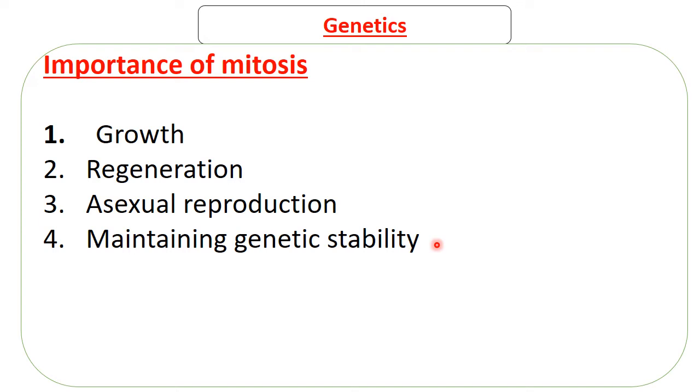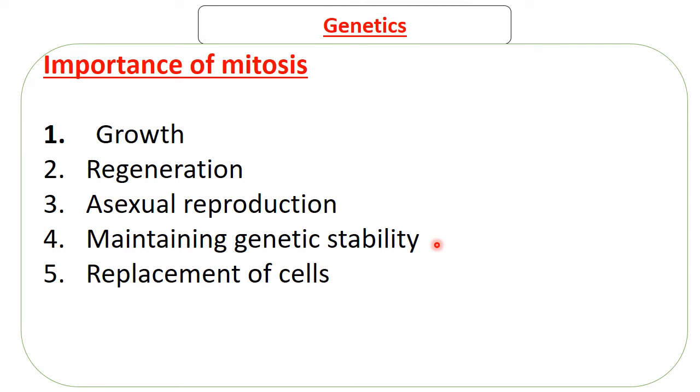Then also maintaining genetic stability. Mitosis makes sure that the genes in a parent are the same as the ones in the daughters. Because of that, it makes sure that genes are not disturbed, so it maintains genetic stability. Because when genes are disturbed, when there is no stability, we can have characteristics that we don't expect and which cannot cope with the environment. So it's important to have genetic stability in certain circumstances.